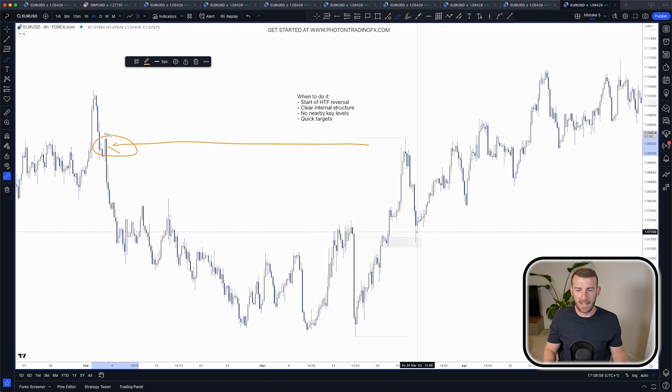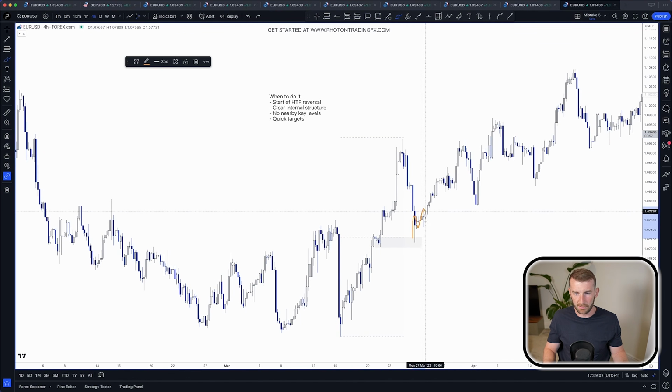It's just be patient. Then when we get in here, now be aggressive with your longs, right? On a lower time frame, start following that M15 bullish internal structure, target the week high, right? That's what we do.